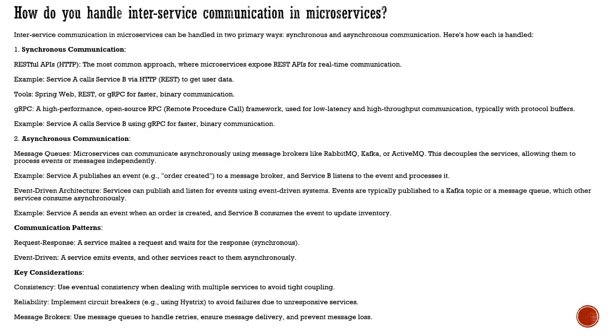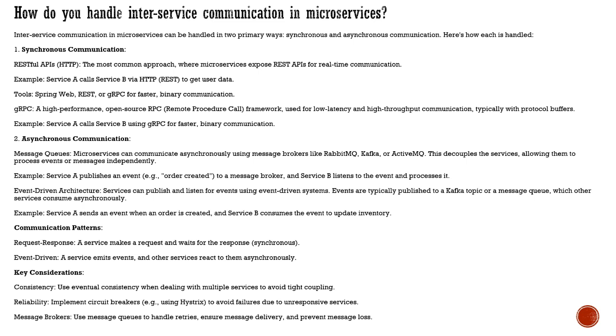You get certain data. So we have tools like Spring Web, REST, and gRPC for faster binary communication. gRPC is for high performance remote procedure calls. Basically, it's a framework, and typically it uses protobuf, I would say. And asynchronous is basically using a messaging system to communicate across the services using message brokers, either RabbitMQ or Kafka. This will decouple your services and allow them to process their events and messages independently, right? So that's how we use it.